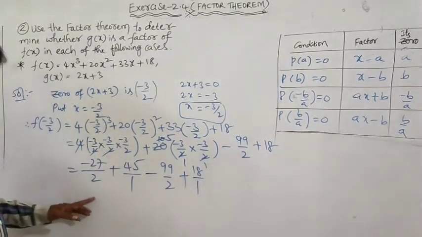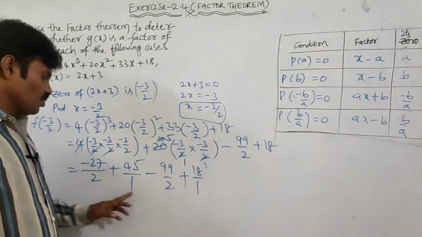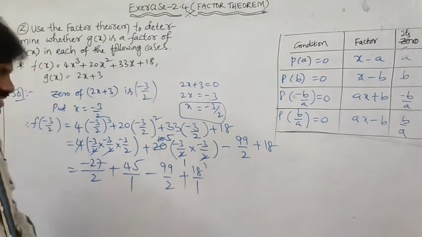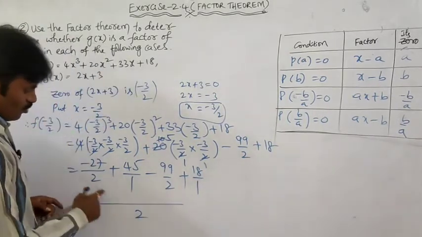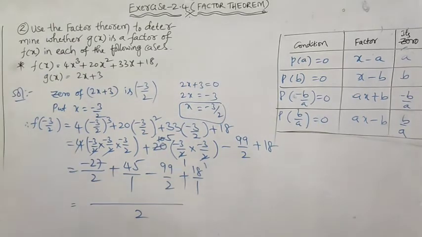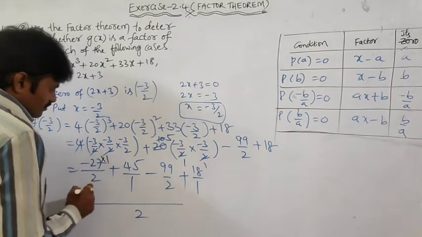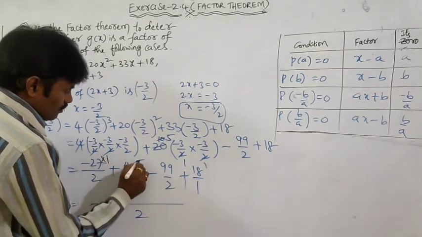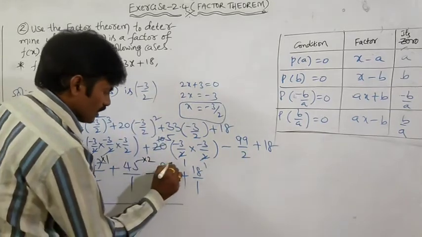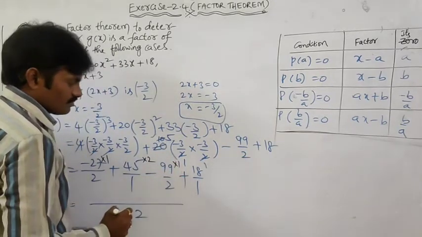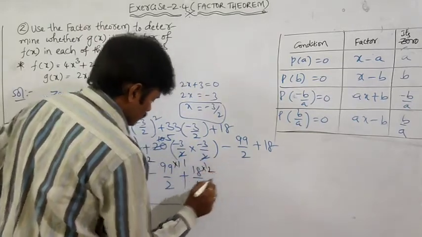So now observe the denominators of these fractions: 2, 1, 2, 1. So what is the LCM? 2. Now 2 divides 2 one time, so multiply the numerator by 1. 1 divides 2 two times, so multiply the numerator by 2. 2 divides 2 one time, so multiply 99 by 1. Here 1 divides 2 two times, so multiply 18 by 2.